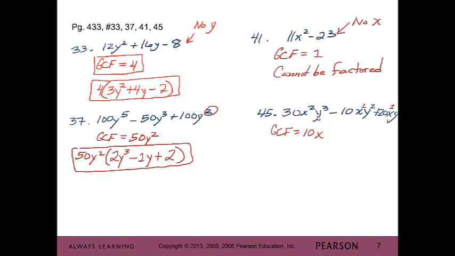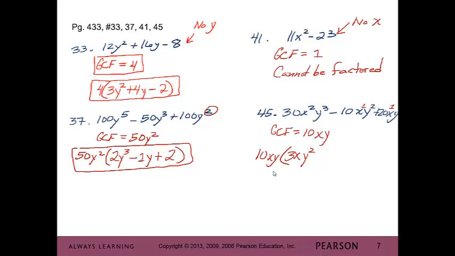And then y to the 3rd, y squared, and y, the smallest is y, so I'm going to factor out a y. So my GCF is 10xy. Open my parentheses, and I'm going to write what's left over. 30 divided by 10, well, that is 3. X squared divided by x, that is x. Y to the third divided by y, well, that is y squared.